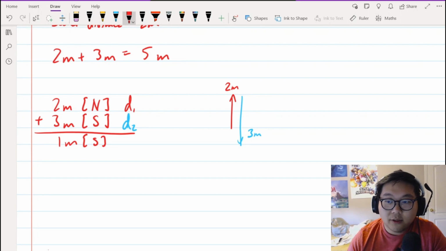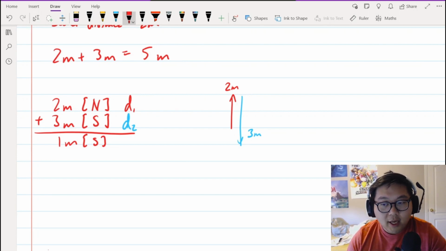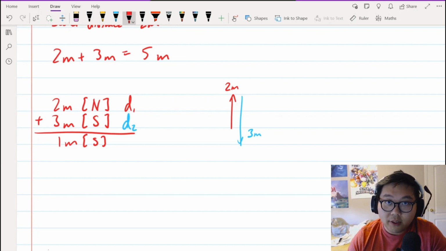First, imagine you're walking up a block. You're walking 2 meters to the north. Then you turn around and you walk 3 meters to the south. What you end up with is a net displacement of 1 meter to the south. And the way you add these vectors together is you go from tail to tip, tail to tip.